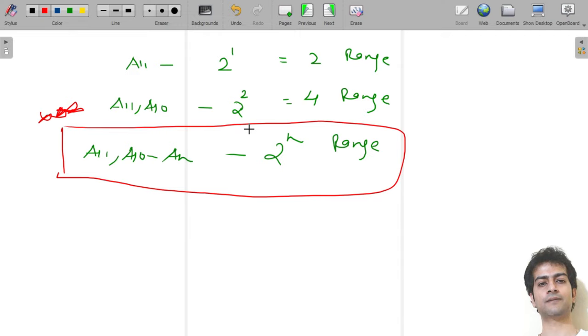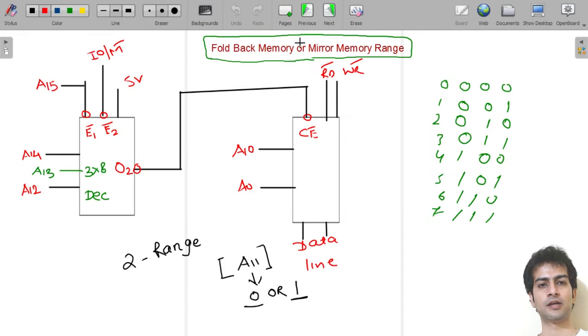Important. This is the concept of foldback memory or mirror memory range. If we don't have any information of one address line, then we will get 2 to the power 1, that is 2 combinations or 2 ranges. If 2 address lines are not given, then there will be 4 combinations, 4 ranges. If n address lines are not given, then we will get 2 to the power n combinations or 2 to the power n ranges.